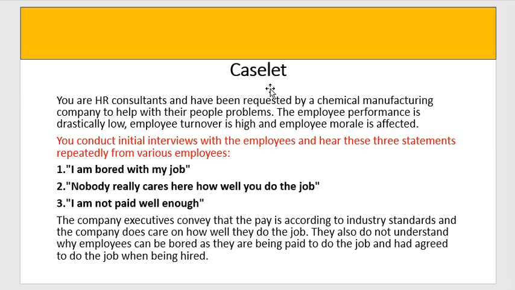And we will come to this when it comes to motivation, more than salary, more than the work conditions. What really motivates people is the ability to grow, the ability to gain recognition, to achieve, and the work itself are the sources. So, again, nobody really cares how well you do the job points to issues with performance management systems. Again, an HR problem. Third is, I'm not paid well enough.